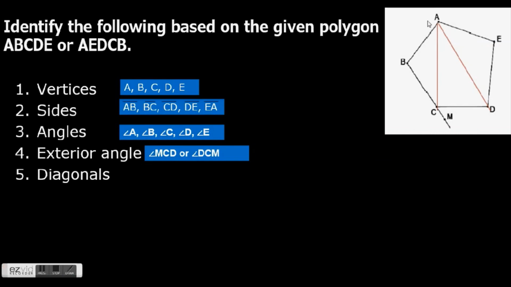Okay, and for the diagonals, dun sa mismong given na, we have the segment AD and segment AC. Pero meron pa yan. We have segment BE, diba? Segment CE, segment BD. Okay? So, lahat ng yun ay examples ng diagonals.